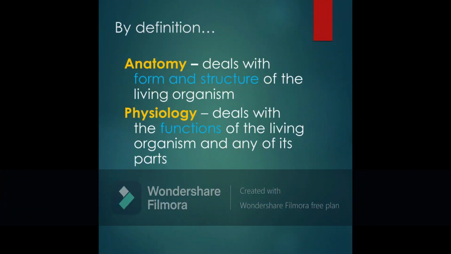Anatomy is the study of the form and structure of the body. On the other hand, physiology deals with the functions of the body or any of its parts. Although anatomy and physiology are commonly studied as more or less independent disciplines, these two are both facets of the study of the animal body.